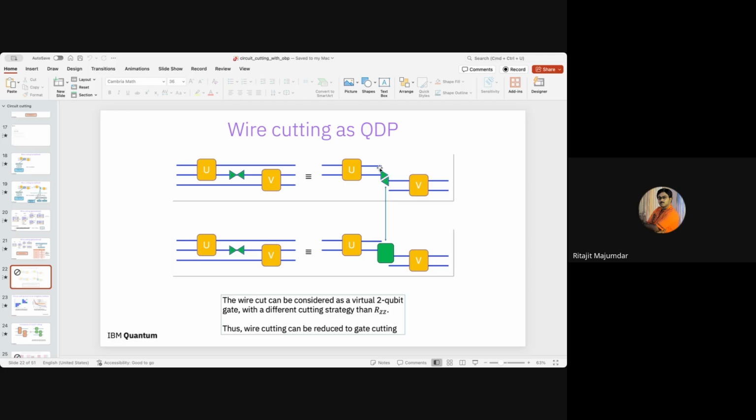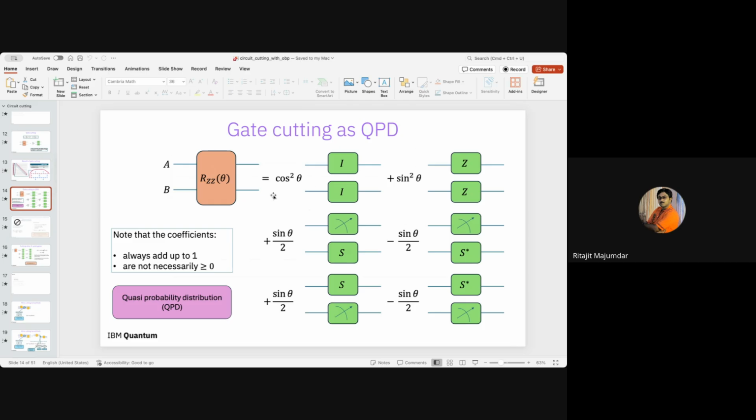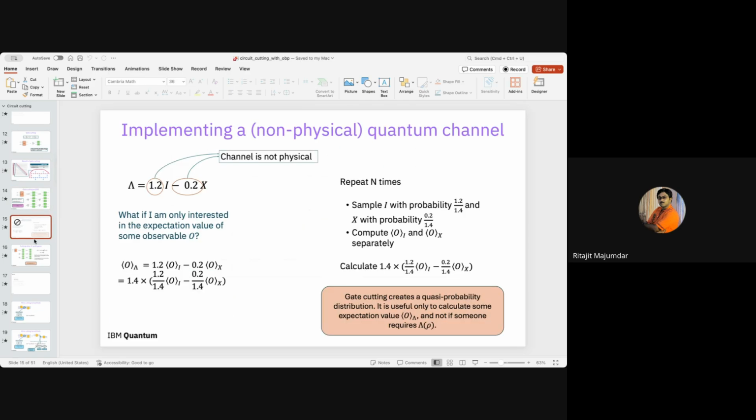This measure and prepare, you can call it together as if it's a virtual gate. So the idea is that you always cut gates, either a real gate like RZZ, where I showed you how to cut an RZZ gate, and you can have many gates like this.